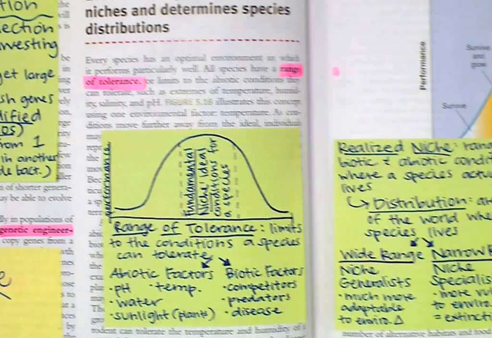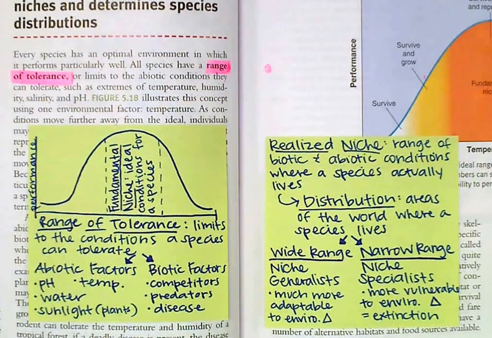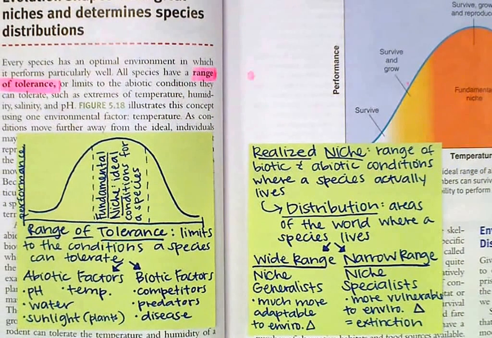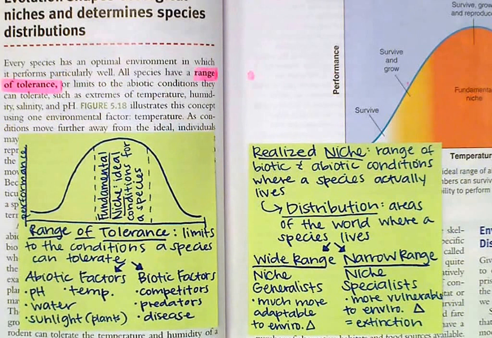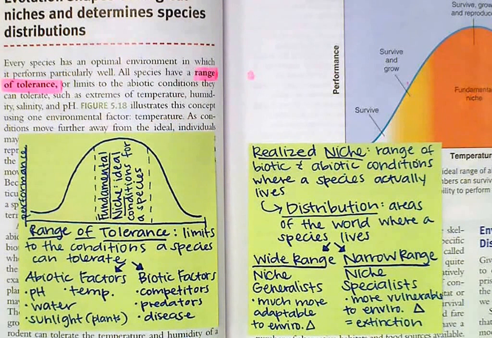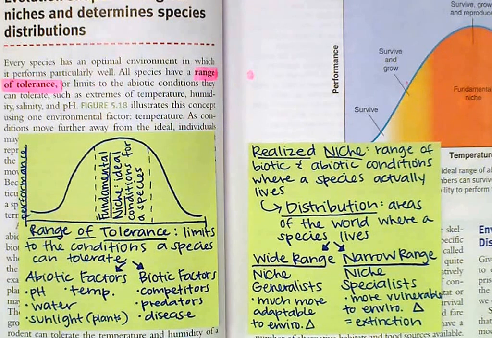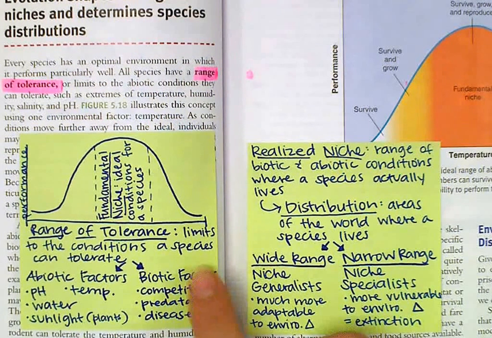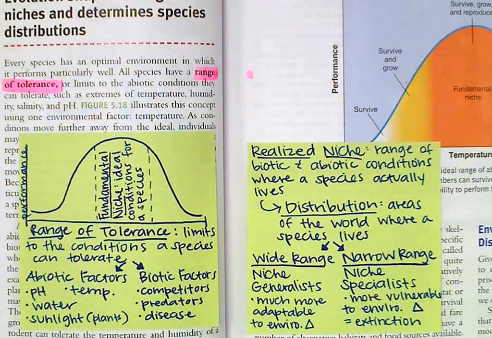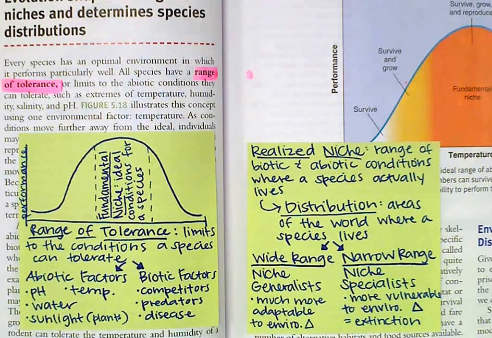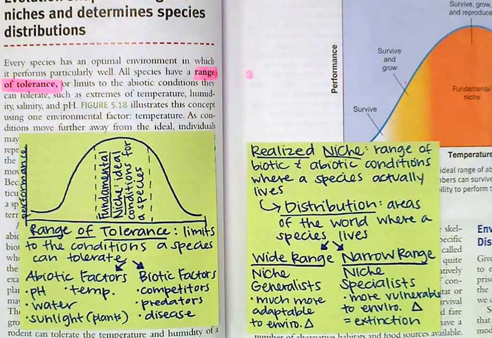All right, so next let's talk about how evolution shapes ecological niches and determines species distributions. Every species has its favorite environment, and that's called the range of tolerance. The range of tolerance is the limits to the conditions a species can tolerate. That can be due to either abiotic factors or biotic factors. Some abiotic factors that might determine where something can live are pH, especially if it's aquatic, temperature, water, and sunlight. If you think of a polar bear, it needs low temperature, it needs water, it needs ice.